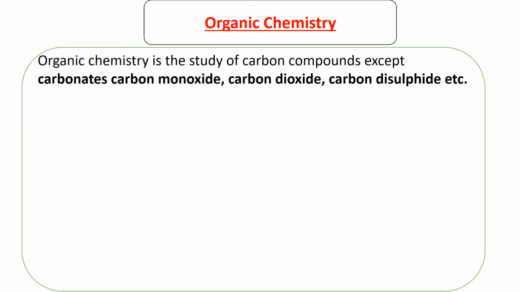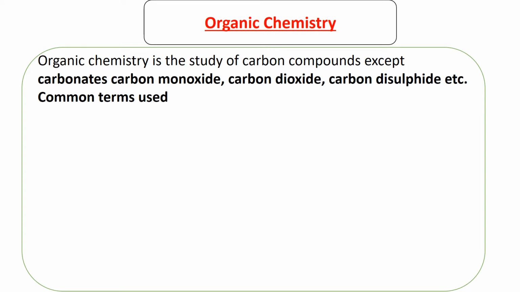So organic chemistry is simply the study of carbon compounds except carbonates, carbon monoxide, carbon dioxide, carbon disulfide, etc. So all carbon compounds other than these ones, such as carbonates, carbon monoxide, carbon dioxide, carbon disulfide, make up what is called organic chemistry.